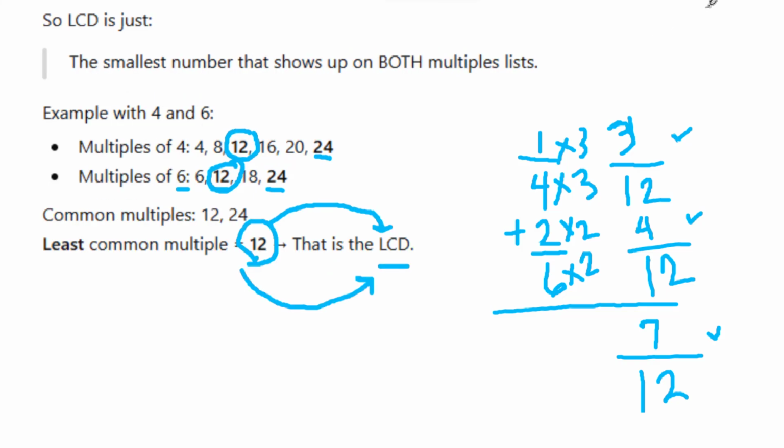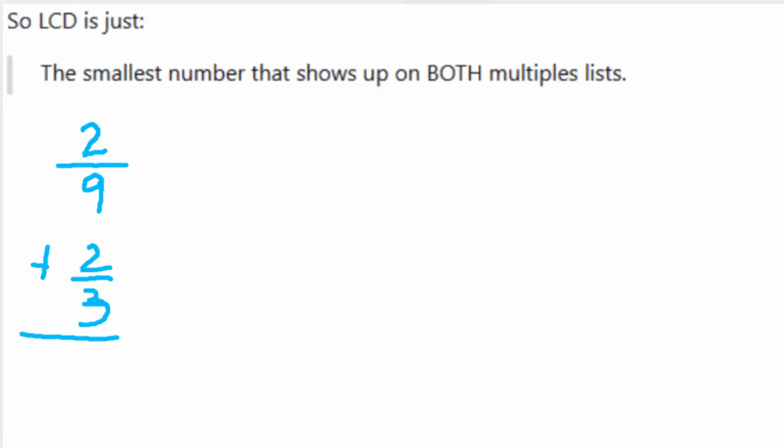And this is what I want you to remember and write down someplace. I use my least common multiple to find my least common denominator. That's what I did over here. I used my least common multiple and I entered it in over here as the least common denominator. So those two are working together and they come up with the same number. Let's do one more example. So the least common denominator is the smallest number that shows up on both multiple lists.